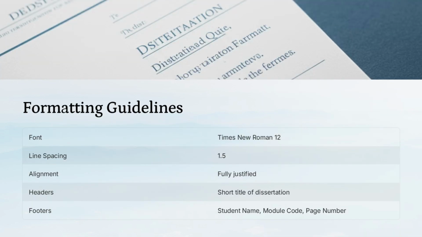standards. The key formatting guidelines for a dissertation are clearly outlined in this slide. It covers the essential elements like font, line spacing, alignment, headers, and footers. The information is presented in a concise table format, making it easy for the audience to quickly reference.